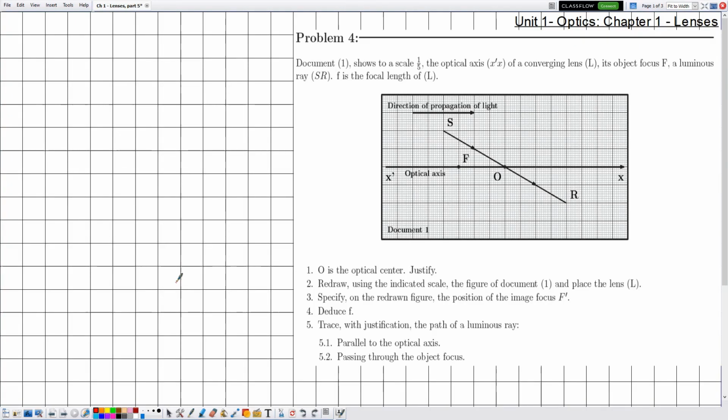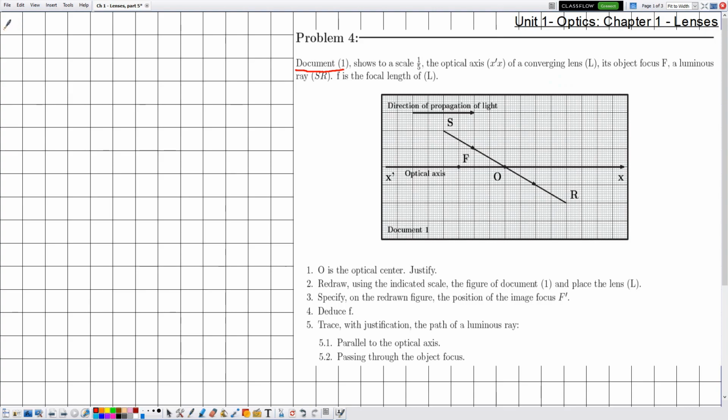So we have reached the final part of chapter 1, which is the chapter of lenses and the first unit of optics. Now we will continue solving problems related to this chapter. So problem number 4, document 1. They mentioned the document, so now I can use it. It shows, to a scale 1/5, the optical axis x prime x of a converging lens L, its object focus F, a luminous ray SR. F is the focal length of L.